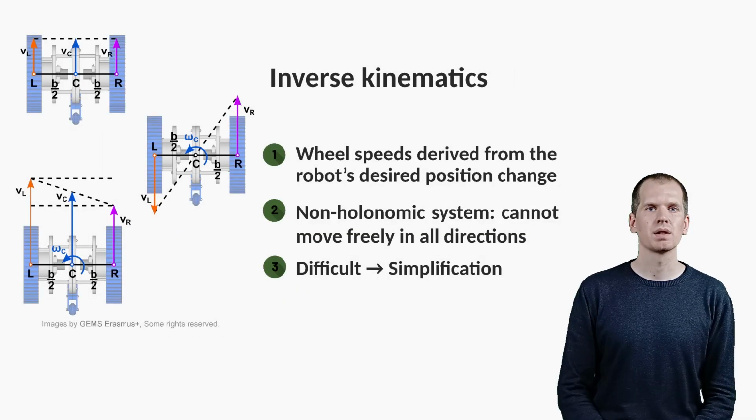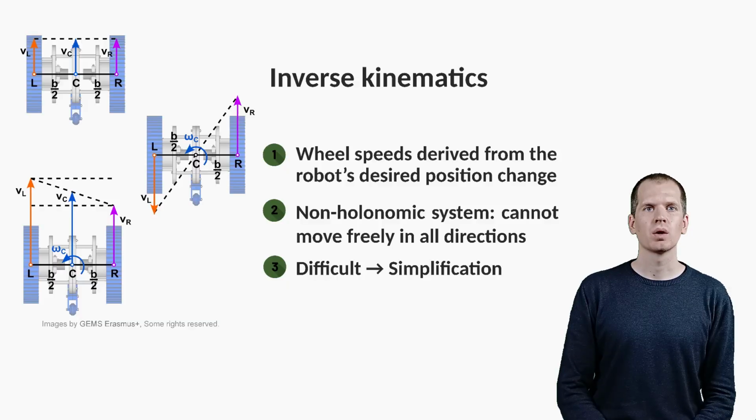Inverse kinematics is the other way around. We start with information about where the robot is now and should be in X amount of time. Then we want to know what the rotation speeds of the wheels should be in time to achieve the desired position. The problem is much harder because a wheeled mobile robot with differential drive has constrained movement. It is a non-holonomic system. It can only move forward, backward and rotate, but it can't move sideways.